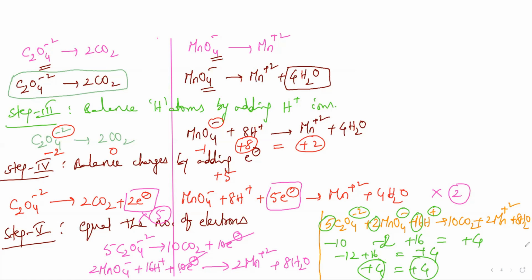Shall we solve one more question? Write down: MnO4 minus plus Fe plus 2 gives rise to Mn plus 2 plus Fe plus 3. Balance this redox reaction in acidic medium.